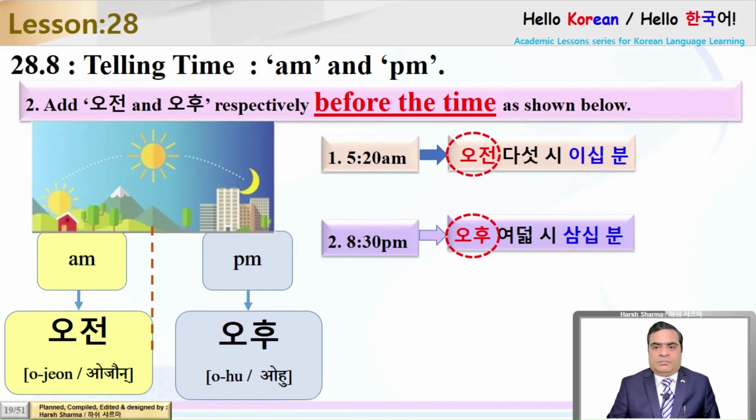See the example. First example, the time is 5:20 a.m. So it will be ojeon. Ojeon is for AM, which must come before the time. 오전 5시 20분. Number 2, the time is 8:30 p.m. For the PM, please add ohu before the time. 오후 8시 30분.